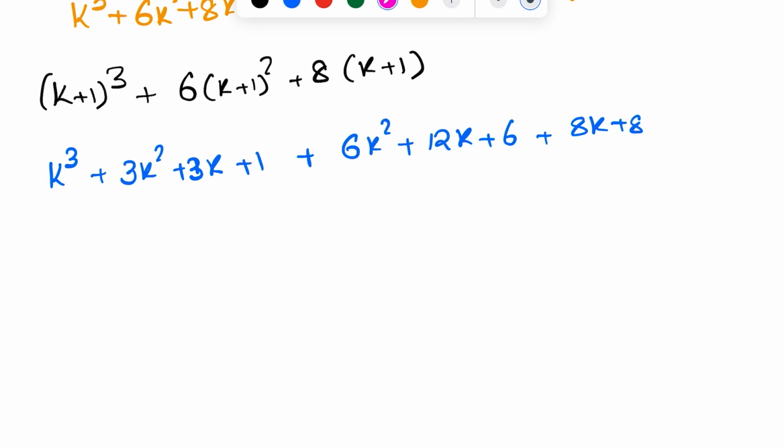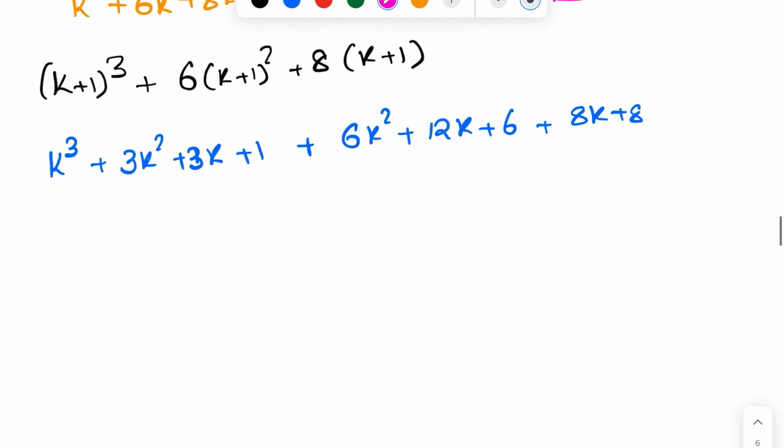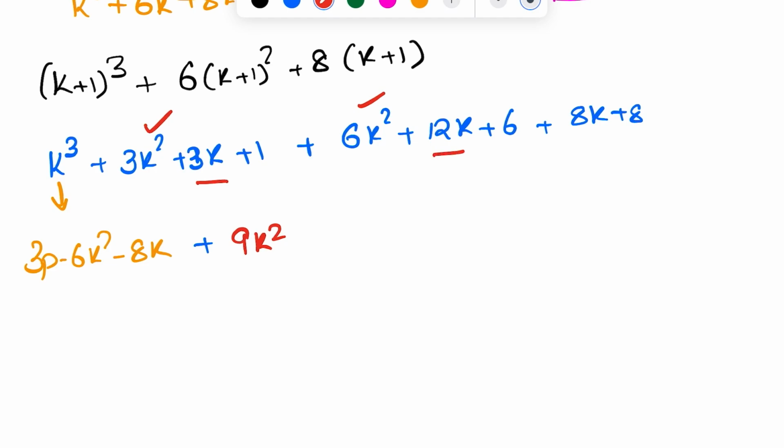Now we know that k cube is 3p minus 6k square minus 8k, and the remaining terms will remain as they are. So what is that? 3k square plus 6k square is 9k square. 3k plus 12k is 15k. 15k plus 8k is 23k. And 1 plus 6 is 7. 7 plus 8 is 15.